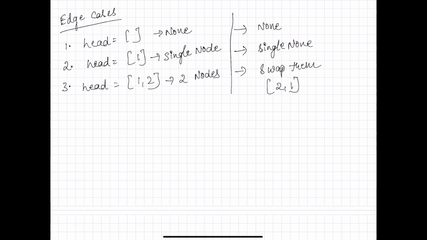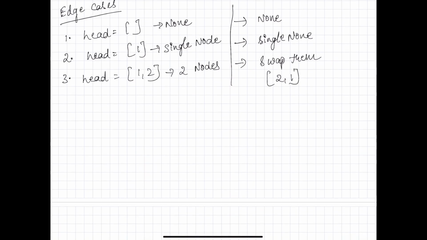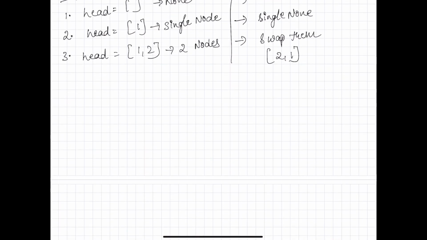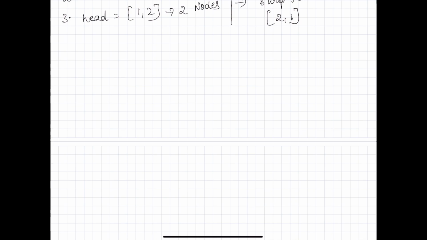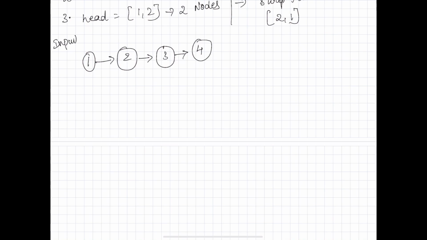Let's go into the happy flow path where we discuss how we are going to swap the nodes in pairs in this linked list. So let's take the example that is given, 1, 2, 3 and 4. So this is our given input. How we are going to solve this is, we are going to create one output, and we'll be creating a dummy node. So let's say the dummy has a value of 1.